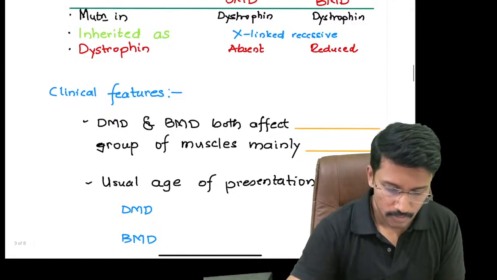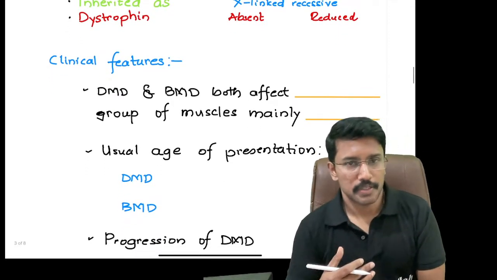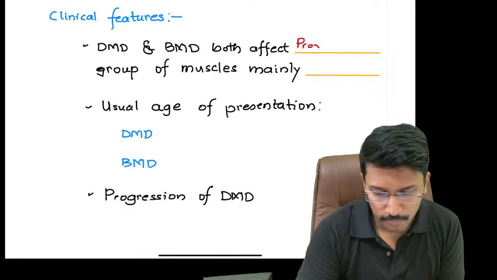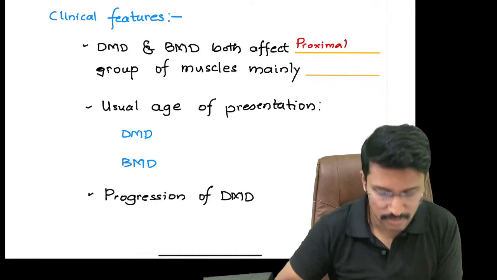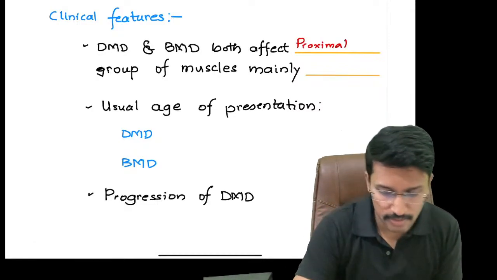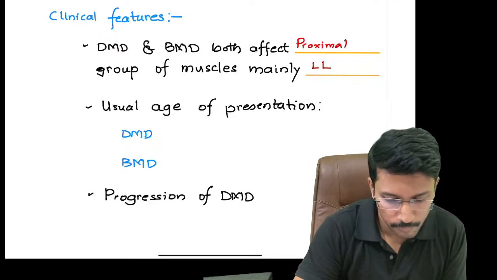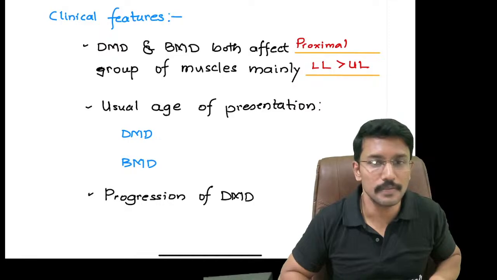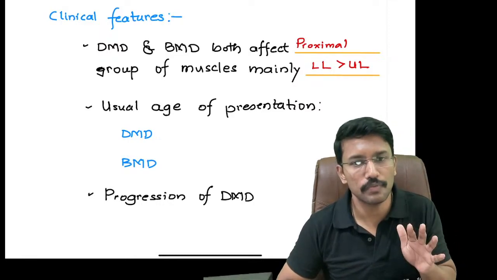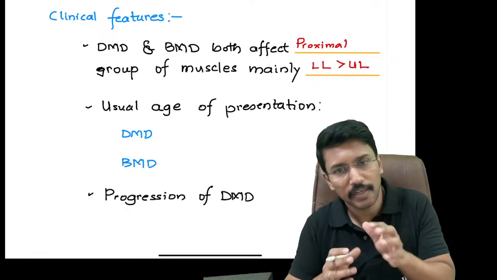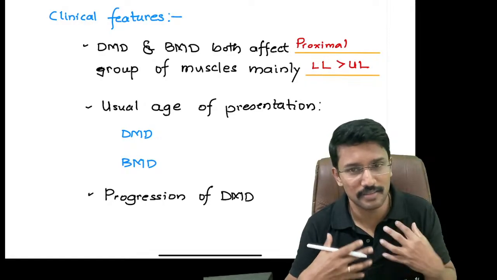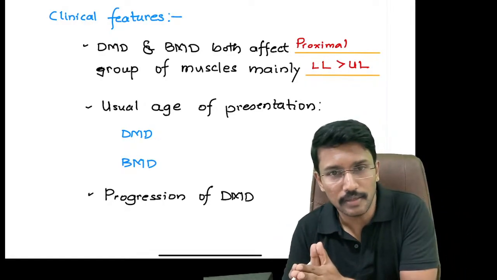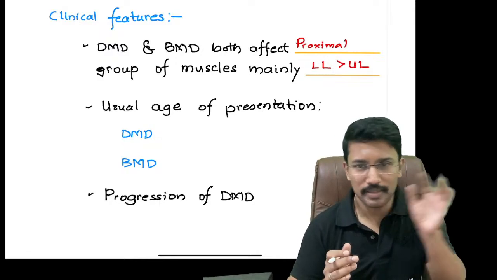Okay. Now, what clinical features do they present with? DMD and BMD, both, as I've already told you, affect the proximal group of muscles, right? Mainly, they affect the lower limb more than the upper limb. Upper limb involvement will obviously be there, but first it starts in the lower limb. Why? Because most of the proximal myopathies affect based on size, and we know that the leg muscles are probably the largest muscles in the whole human body. So that's why they get affected early.